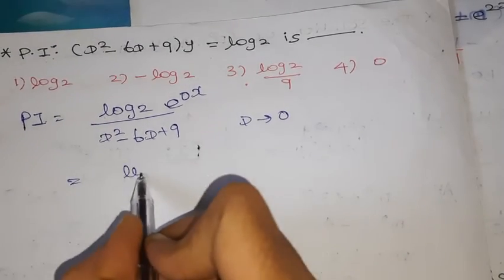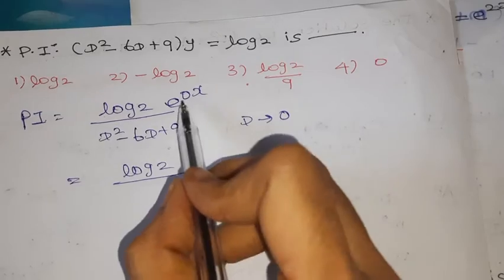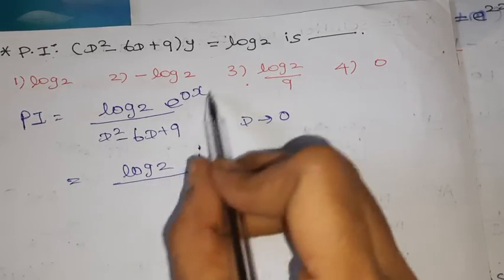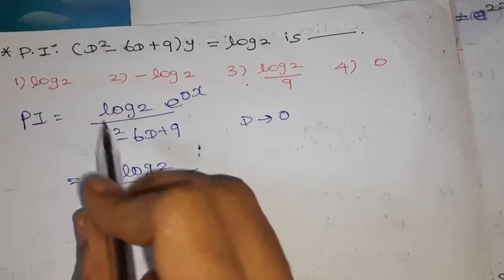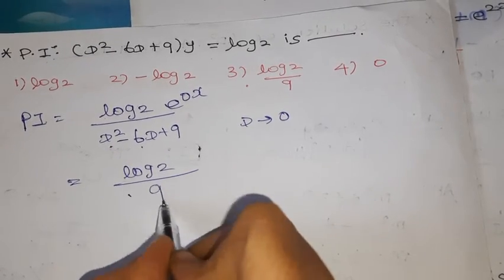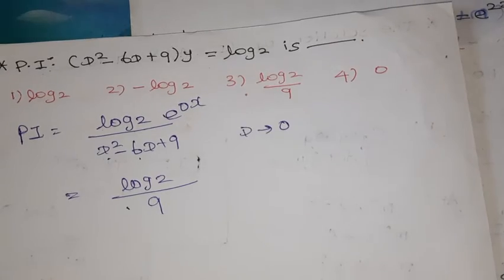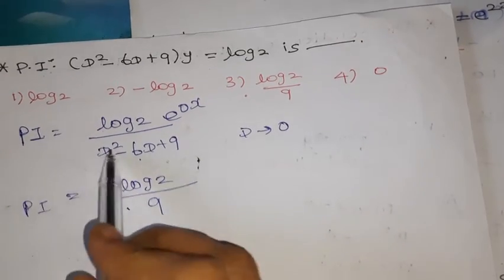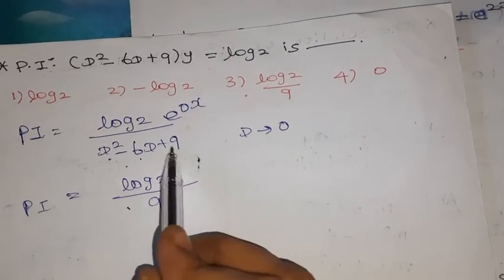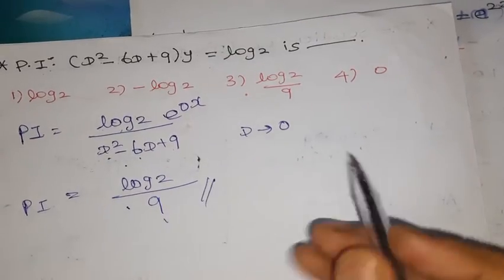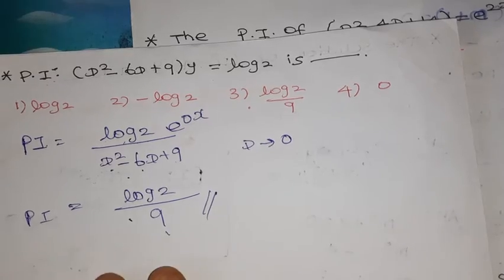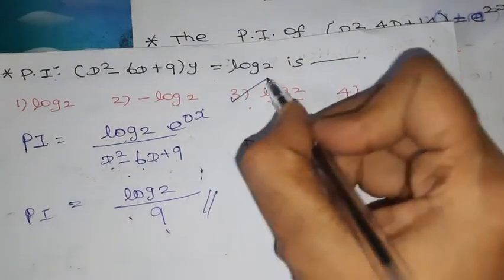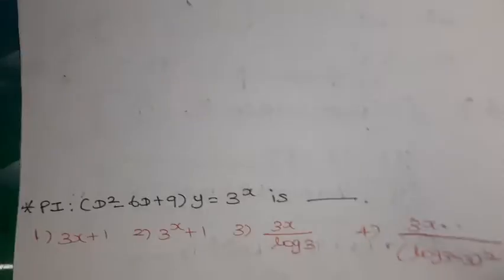Whenever we replace D by 0, e power 0x we can leave as it is: 0 square minus 0 plus 9 only. So log 2 by 9. It is very simple: by substituting 0 we cancel this term, and we get log 2 divided by 9. Log 2 by 9 is the solution for the given problem, so option 3 is the right option.